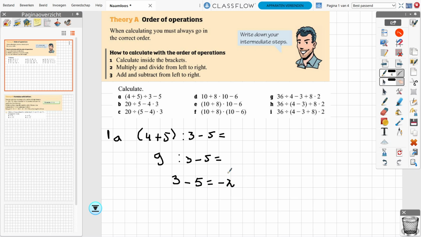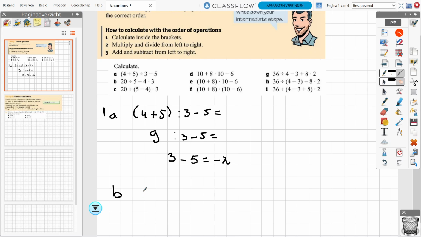Okay? And if you don't have any brackets at all, like here, then skip the step. 20 divided by 5 is then the first thing that you shall do. We can also cover this one. Let's do that. So at B, 20 divided by 5 minus 4 times 3. So here, I don't have brackets, skip that step, multiply and divide from left to right.